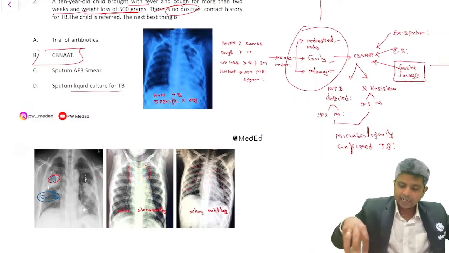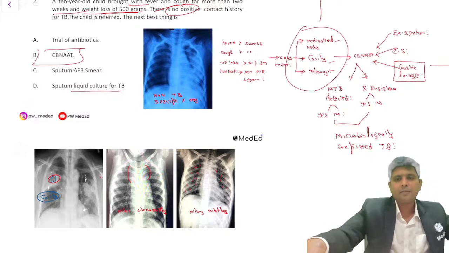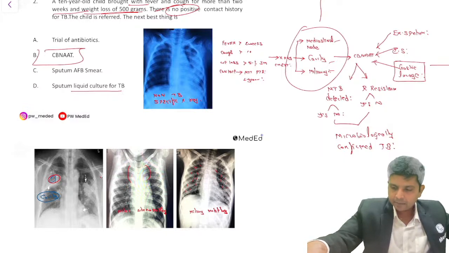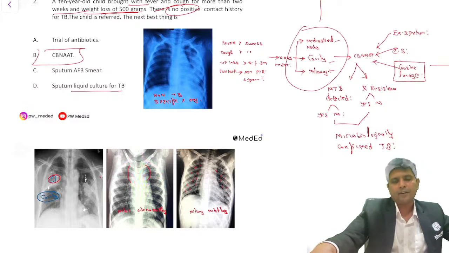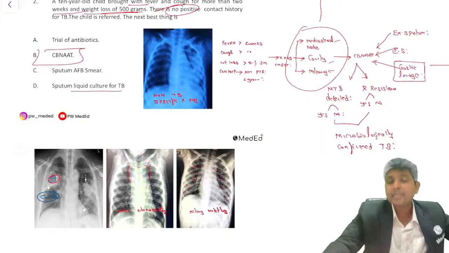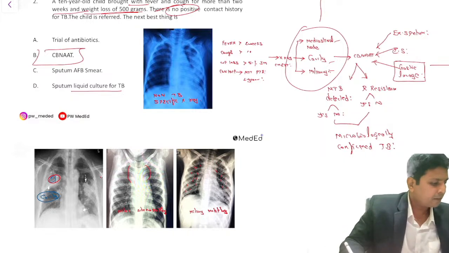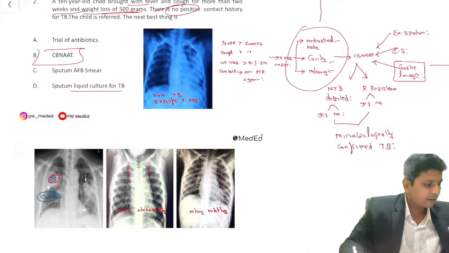You can start ATT despite CBNAAT negativity if Mantoux is positive and the child is not responding to a trial of antibiotics, but here you will call it clinically diagnosed TB. Okay, is it okay, my dear boys and girls?